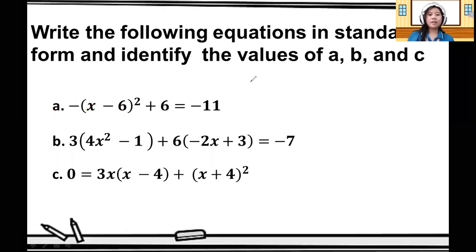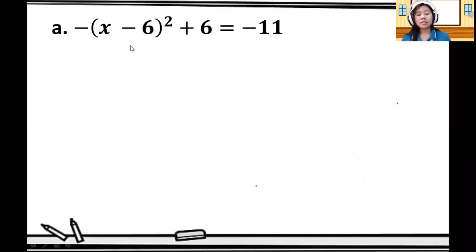Okay, so write the following equations in standard form and identify the values of A, B, and C. We have three examples here: A, B, and C. Letter A: negative times the square root of x minus 6 plus 6 is equal to negative 11. Ito po muna yung una nating kukuhanin. Again, negative times the square root of x minus 6 plus 6 is equal to 11.